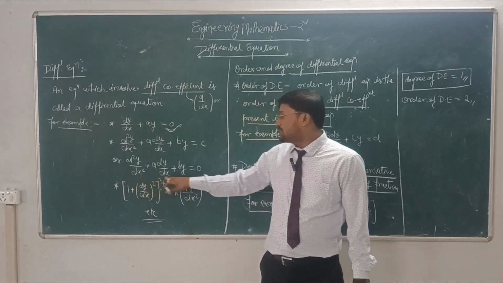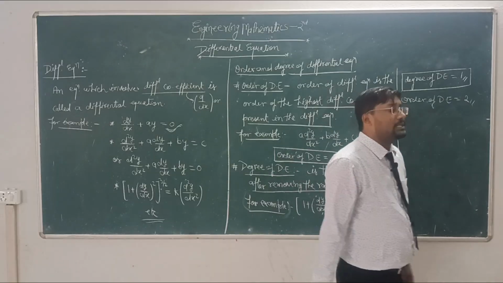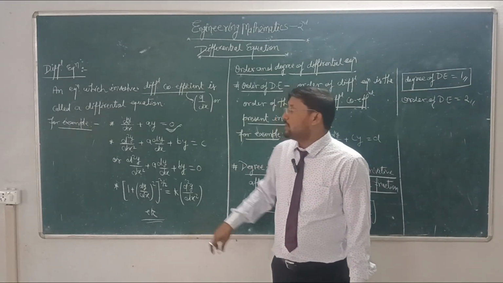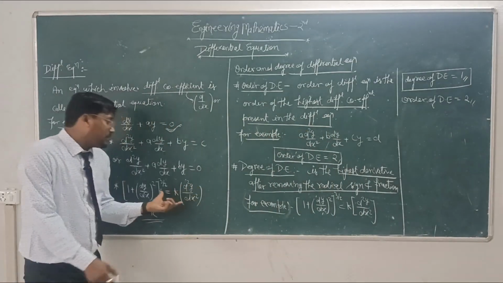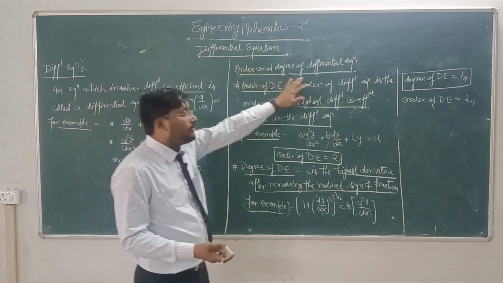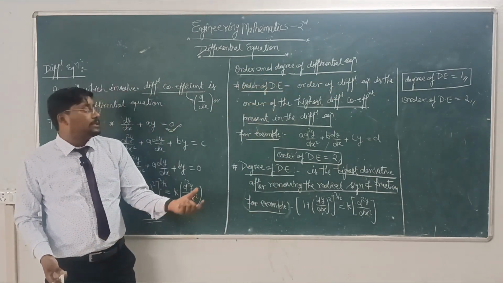Now third is this. This type of equation is also known as a differential equation. Now again I am finding the differential equation. Next, finding the order and degree of a differential equation. How to find the order and degree of a differential equation?